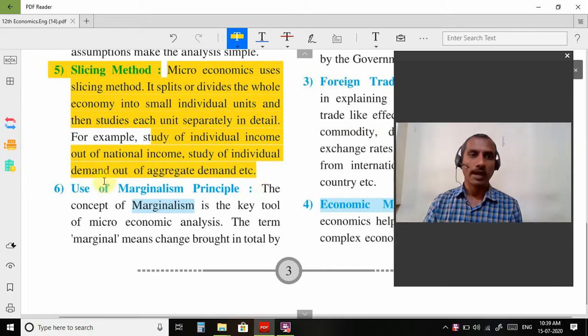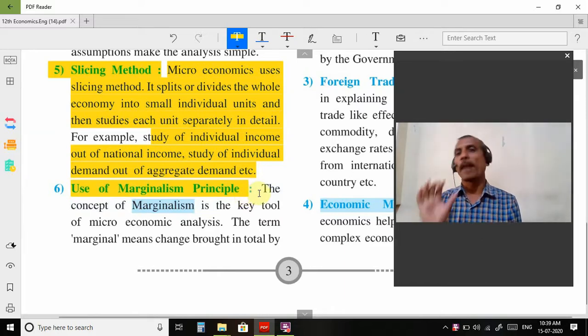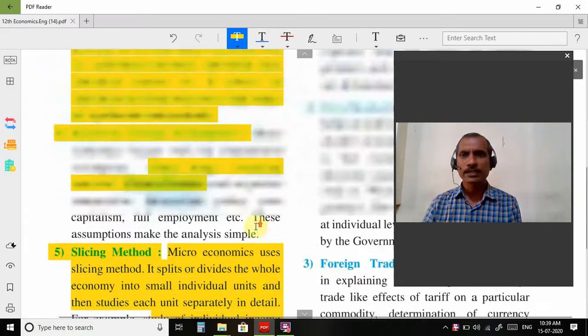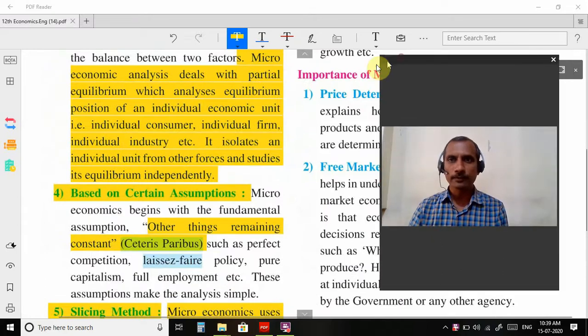ठीक है. एंड सिक्स्थ वन इज use of marginalism principle. So the marginalism means what do you know? Do you know what is marginalism? So the microeconomics theory is mostly based on marginalism principle. So marginalism means, I will explain you in detail.